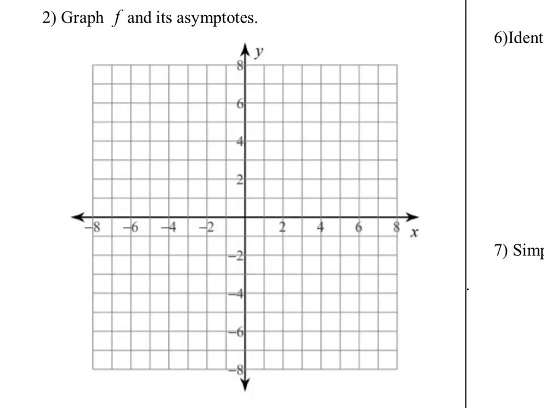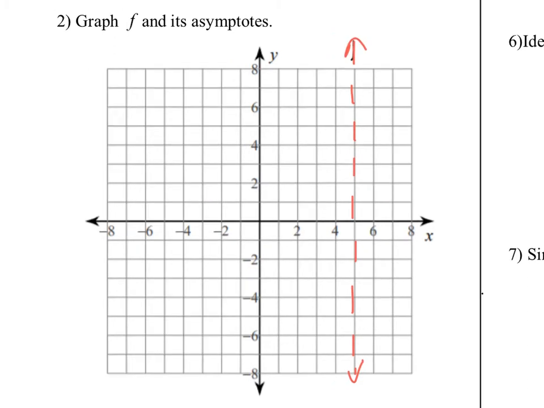Okay, so question 2 says graph this function and its asymptotes. Well, we're always going to graph the asymptotes first. So our vertical asymptote was x equals 5. So over here where x equals 5, I'm going to draw a line. I'm going to go ahead and make it red so it shows up real pretty. Okay, this is my vertical asymptote. My horizontal asymptote was y equals negative 3. So right here where y equals negative 3, I'm going to put another asymptote line, which is going to be my horizontal asymptote.